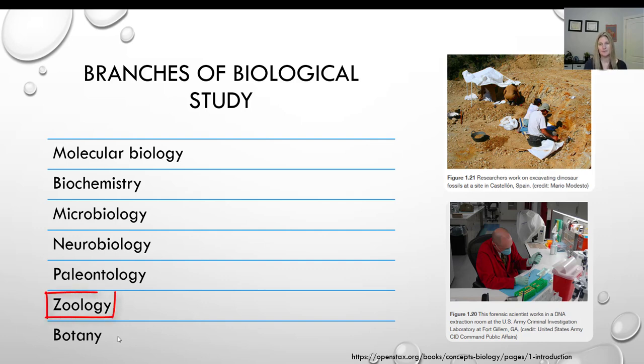Zoology is an area of biology that interests me the most because it's studying animals. So it's classifying animals and studying what is different between a lion versus a tiger or something like that. So categorizing different groups of animals. Botany is the study of plants. So that's looking at a different kingdom entirely. Instead of animals, we're studying plants.